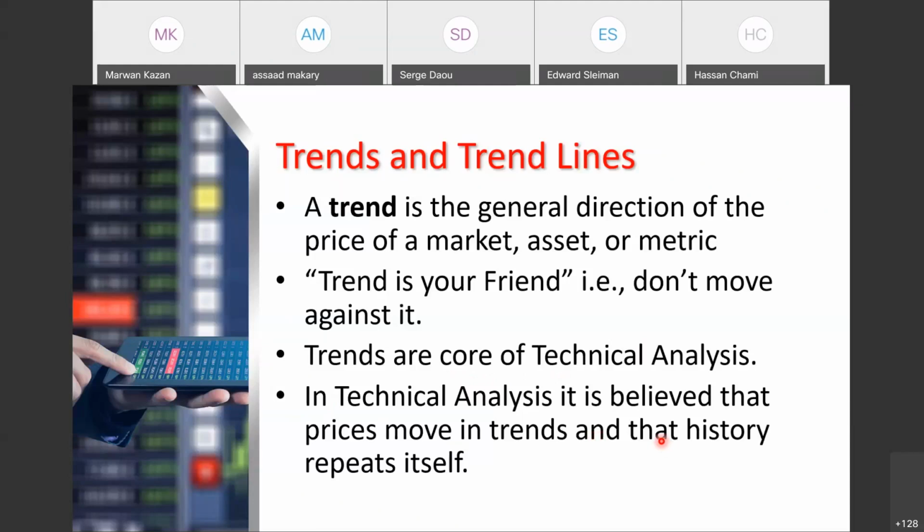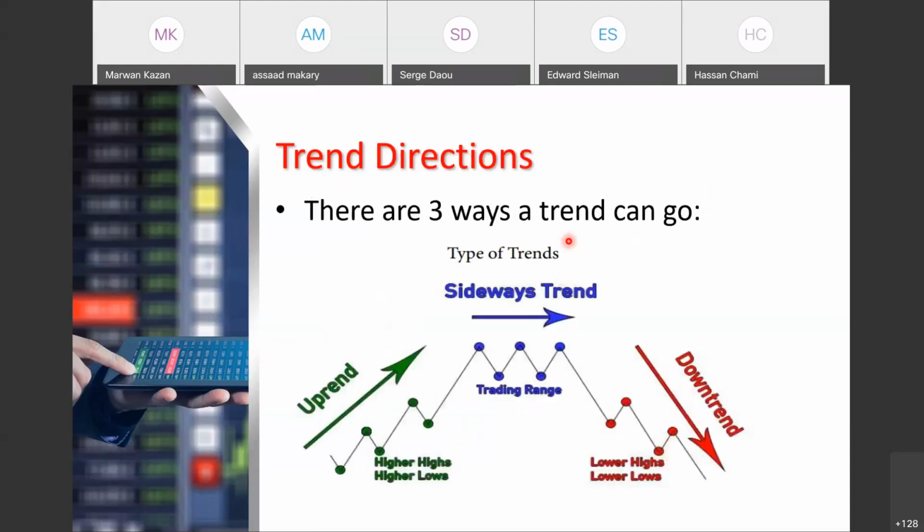So let's see what trends are. There are three types of trends: an uptrend, a sideways trend, and a downtrend. A trend is basically the direction the price is moving. If the price is moving up, we say it's an uptrend, and it has higher highs and higher lows. The sideways trend moves like this. A downtrend is basically the price going down, so you have lower highs, this high is lower than this one, and lower lows, this low is lower than this one. So these are the three main types of trends.